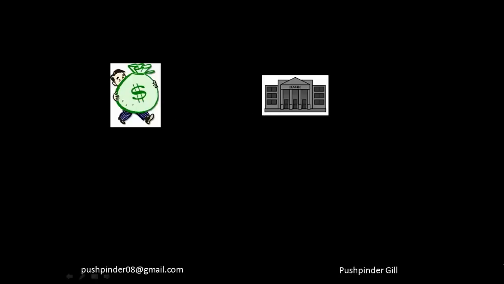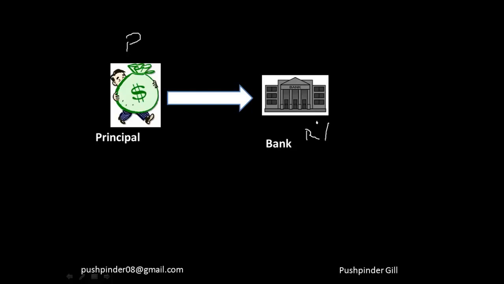So first of all, what happens? Let's suppose you've got a lot of money, you won a lottery or something. So you have, let's say, P amount of money, and you go to the bank and deposit that money. The bank provides you some rate of interest over your money, and overall it keeps the money for some number of years. Let's say it keeps the money for T years.